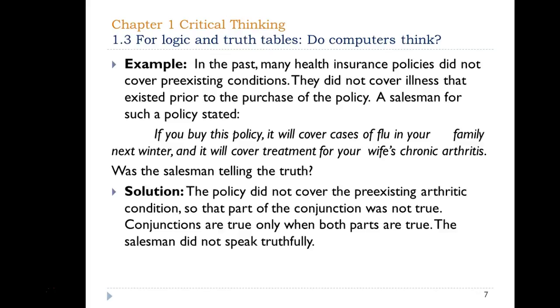The policy did not cover the pre-existing arthritic condition, so that part of the conjunction was not true. Conjunctions are true only when both parts are true. The salesman did not speak truthfully. "The insurance will cover cases of flu in your family next winter, and it will cover treatment for your wife's chronic arthritis" is a false statement.